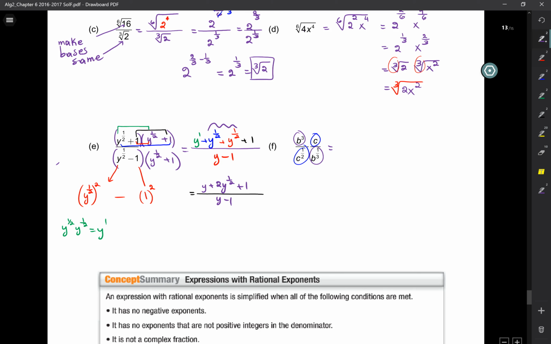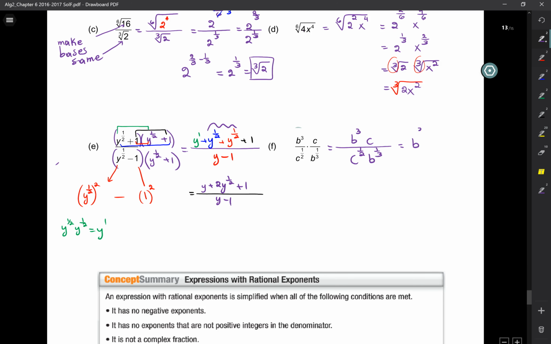So let's just rewrite this into one fraction, okay? Can we do that? Yeah. All right, so it'll be b cubed c over c to the half b to the 1/3, right? Now can we subtract the exponents? So it'll be b to the 3 minus 1/3 c to the 1 minus a half. So here it's going to be b to the 8 over 3 c to the 1 over 2.